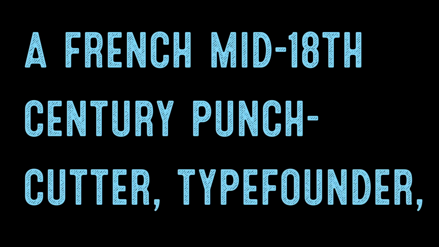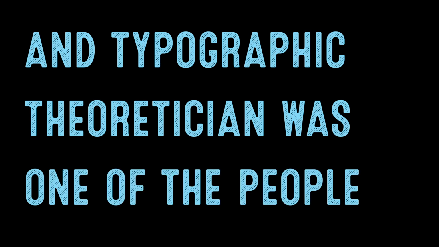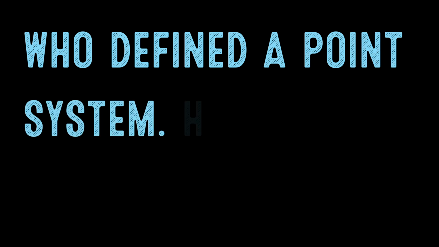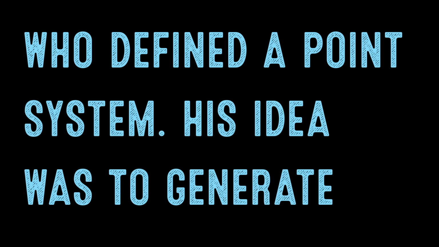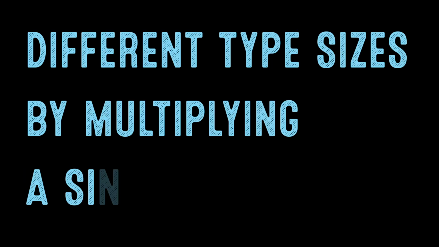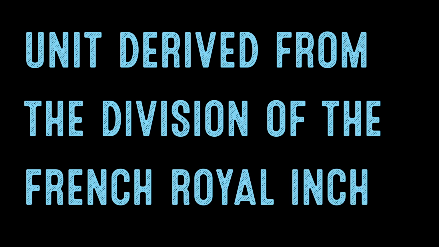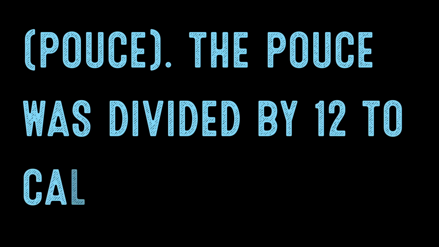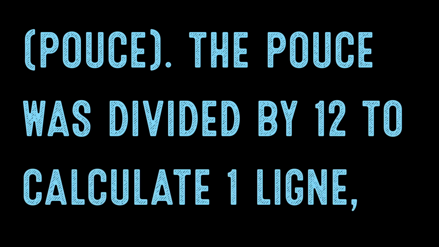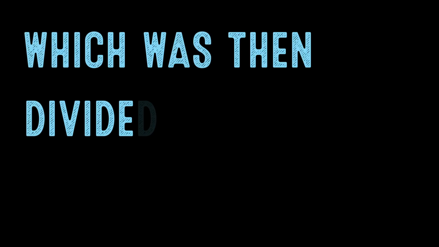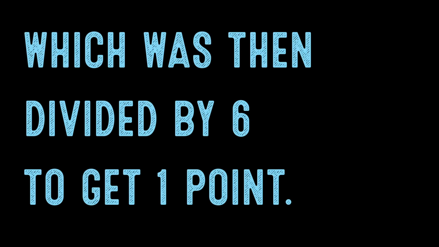Pierre Fournier, a French mid-18th century punch cutter, typefounder, and typographic theoretician, was one of the people who defined a point system. His idea was to generate different type sizes by multiplying a single minimum unit derived from the division of the French royal inch, pouce. The pouce was divided by 12 to calculate one ligne, which was then divided by 6 to get 1 point.